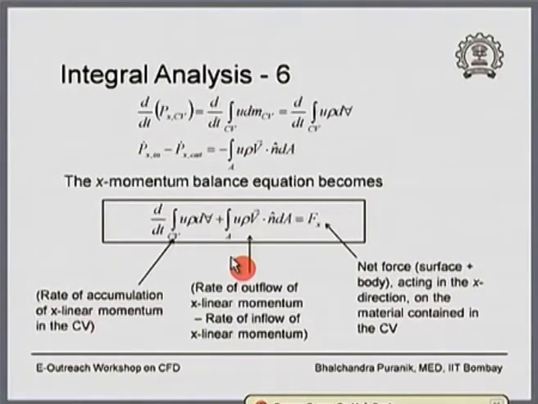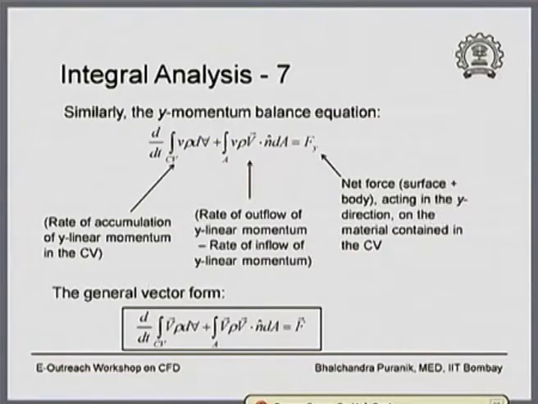It is essentially the outflow minus inflow term, and on the right hand side, F suffix x is the net force, both surface as well as body, if at all it is acting in the x direction on the material that is contained within the control volume. Here we noted that the control volume will contain a certain amount of material which will be treated as a free body, isolated from its surrounding, and when you isolate this material because of the control volume, you have to mark all sorts of forces that will come onto this material in an appropriate fashion.